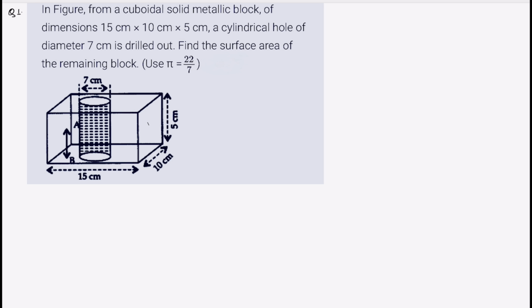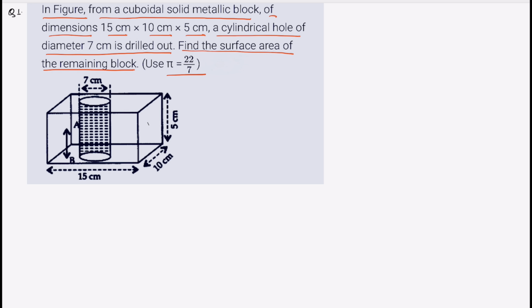Let's start. The question says: in the figure, from a cuboidal solid metallic block of dimensions 15 centimeter into 10 centimeter into 5 centimeter, a cylindrical hole of diameter 7 centimeter is drilled out. Find the surface area of the remaining block. Use pi is equal to 22 by 7.